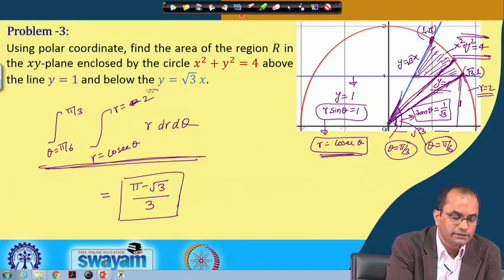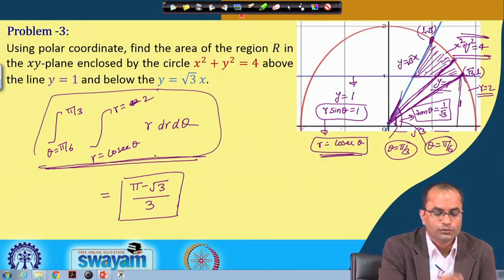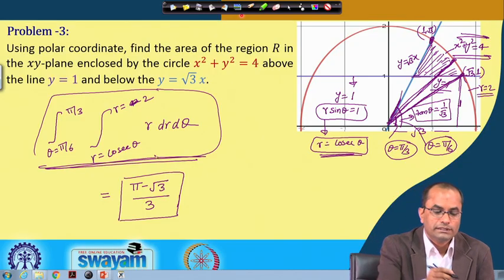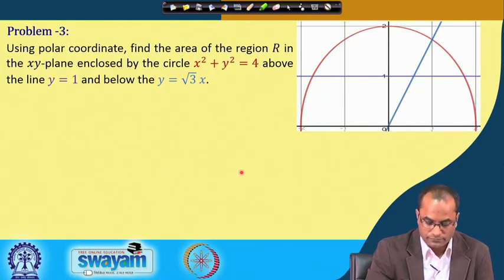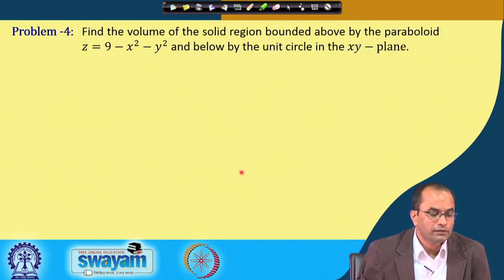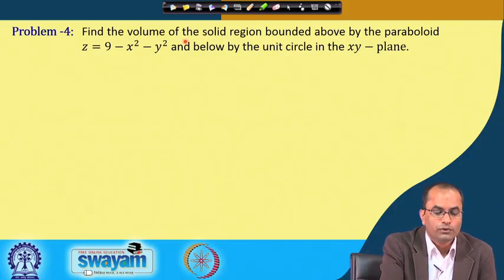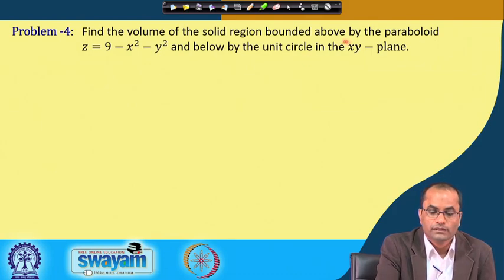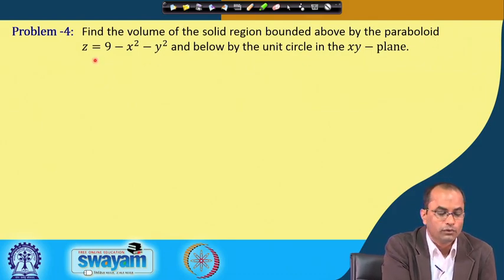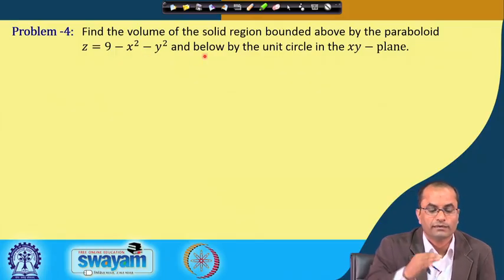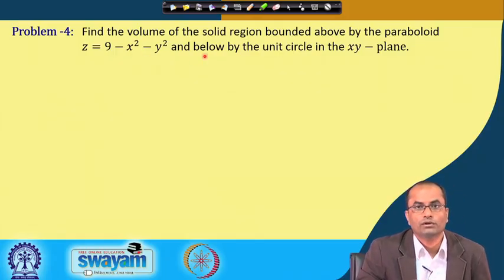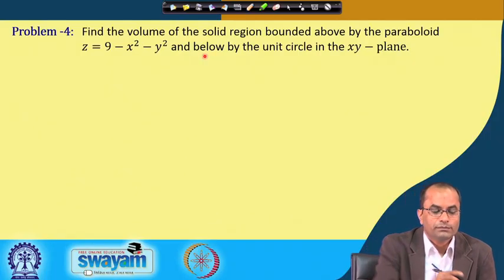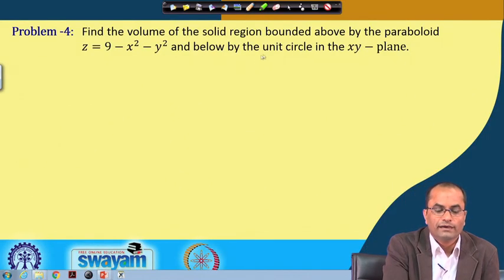So, the important thing is drawing the region and putting the limits of the integration. Moving now to the next problem, we want to find the volume of the solid region bounded above by the paraboloid z equals 9 minus x square minus y square, and below by the unit circle. So, above this unit circle we want to get the volume of this paraboloid. Here again we have the unit circle.